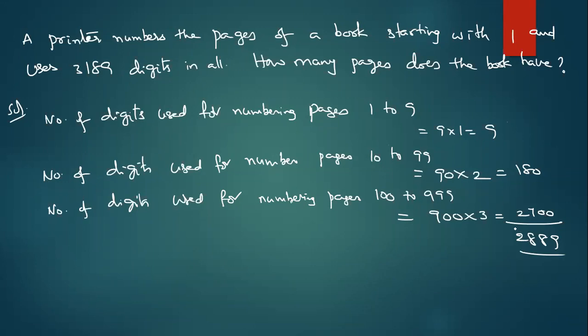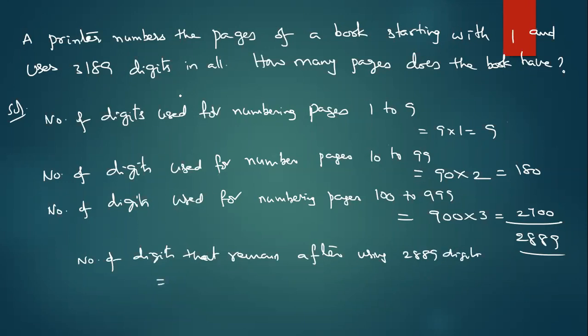After that, the next page contains 4 digits. 1000, 1001, like that. But in this case, we cannot use all of them; let's see the number of digits that remain after using these digits. After using 2889 digits, how many digits are left for you? Total how many digits are there?